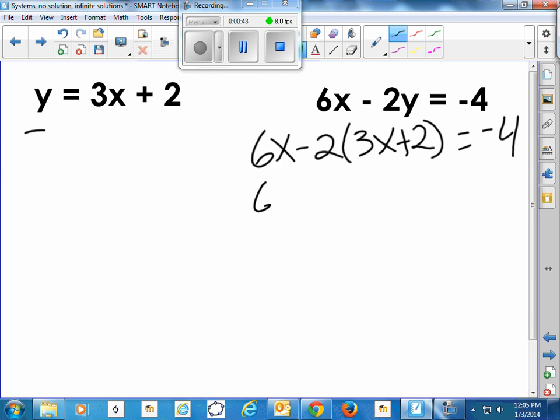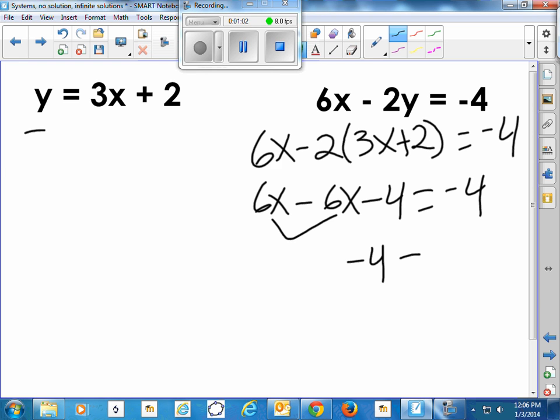So we have 6x minus 6x. Negative 2 times 2 is negative 4. Combining these two terms, a 6x and a negative 6x is 0. 0 minus 4 is negative 4. So we get down to a point where it says negative 4 is equal to negative 4. We knew that. We didn't need to solve a system of equations to learn that.